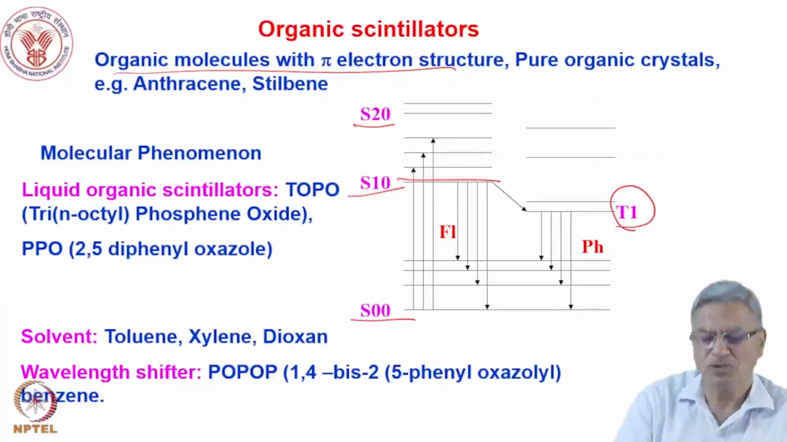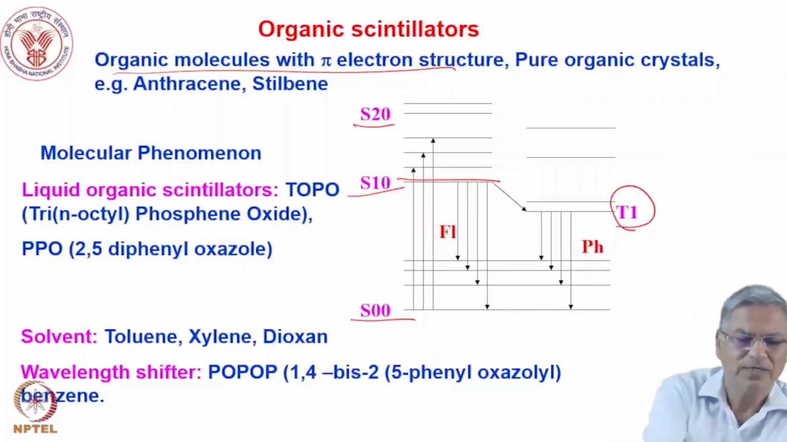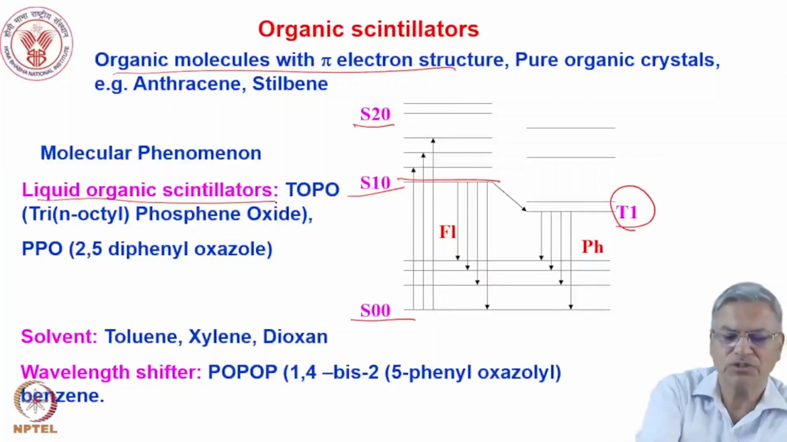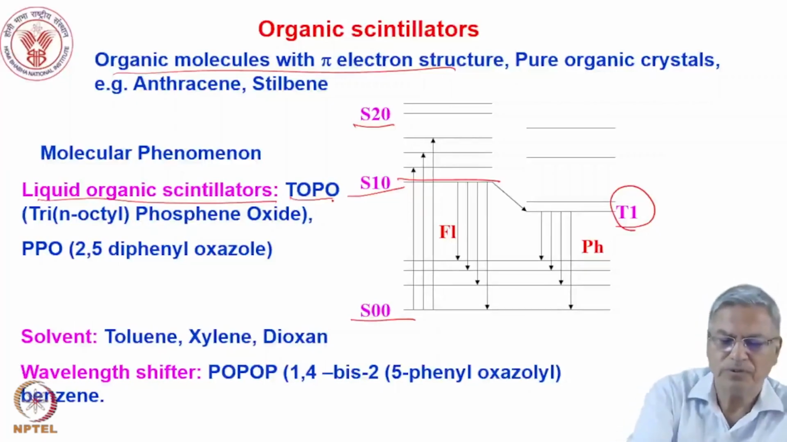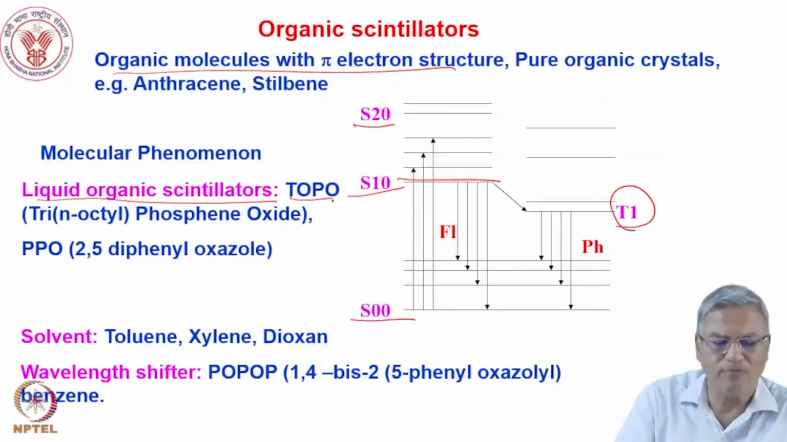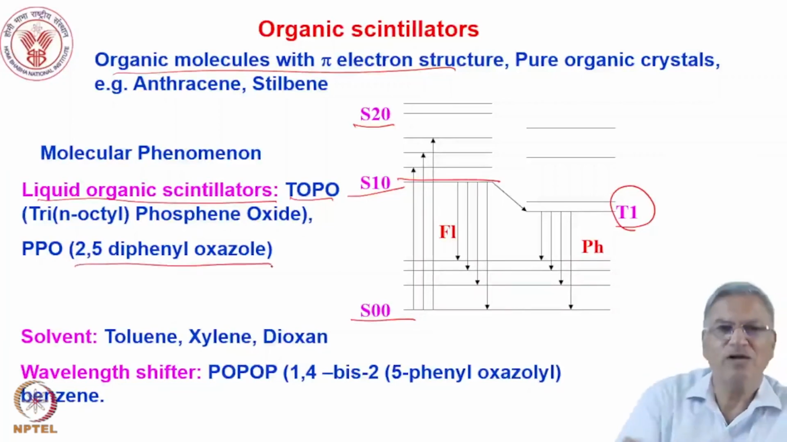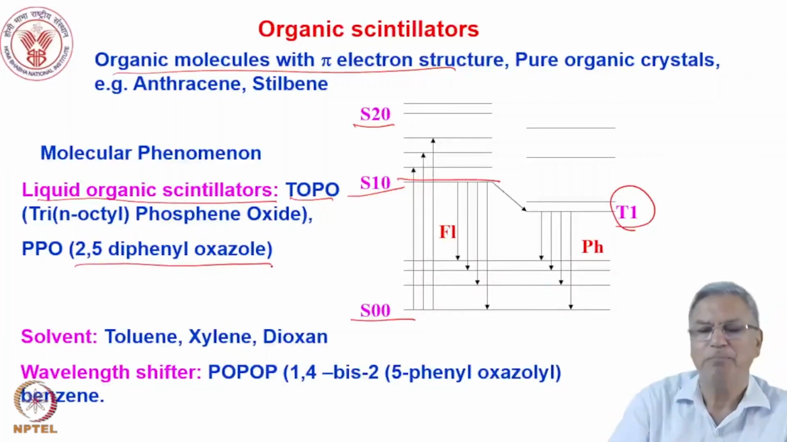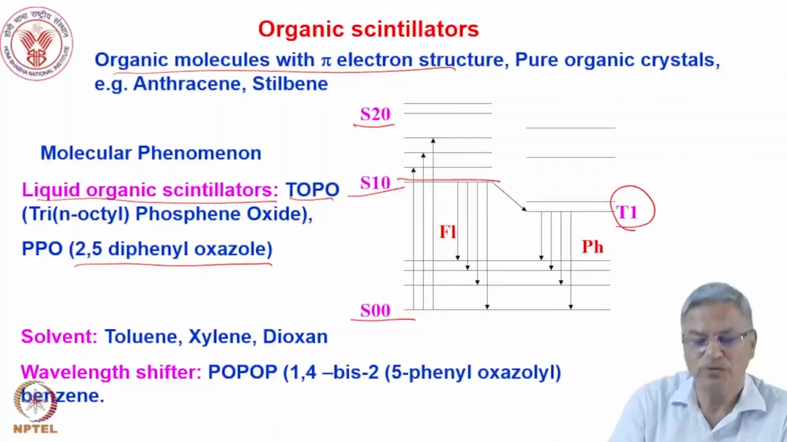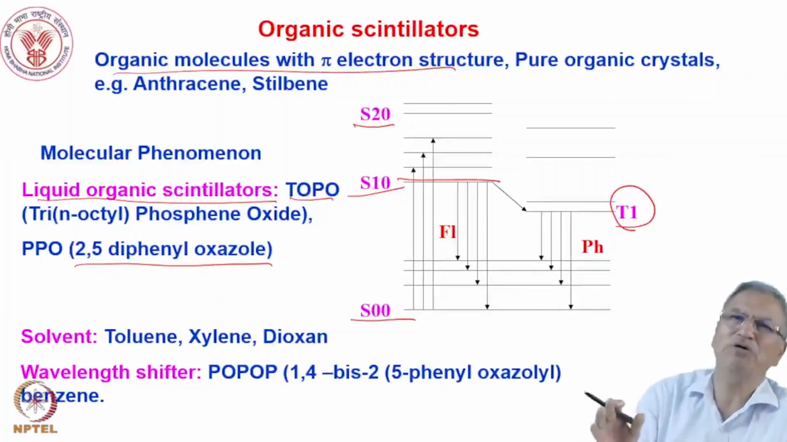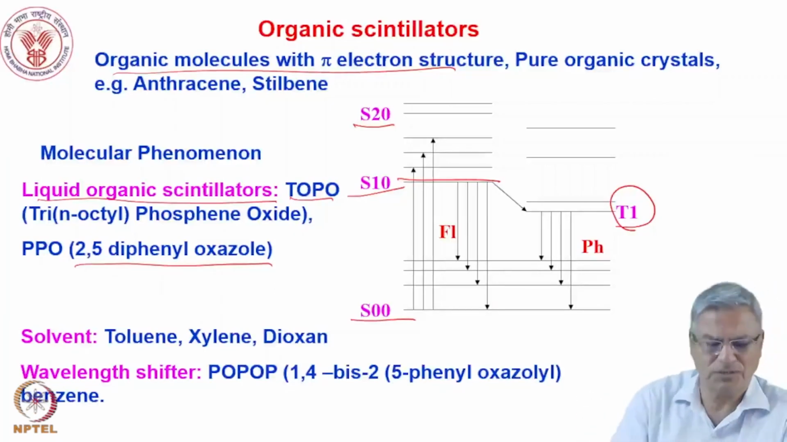But the typical ones which are used in detection of radiations are called the liquid organic scintillators, like TOPO, the tri-N-octyl phosphine oxide, or PPO, 2,5-diphenyl oxazole. Basically, you have a pi-electronic structure in molecules, conjugated double bonds that will give you the fluorescing nature of the molecule. So you have each organic molecule acting as a fluorescence.